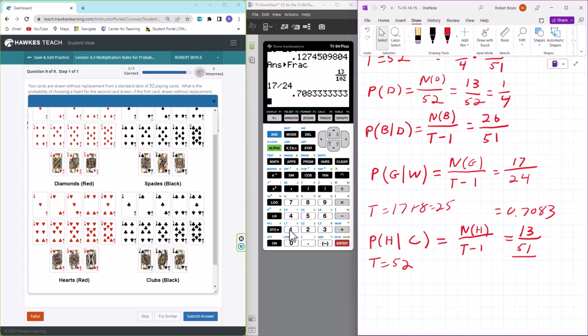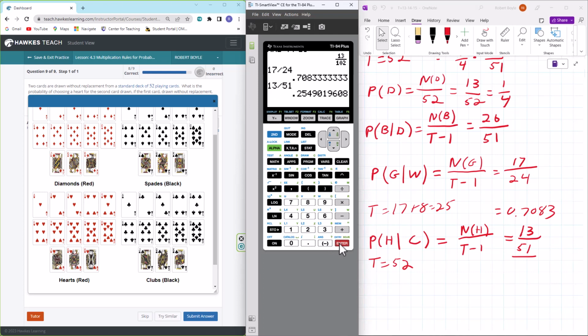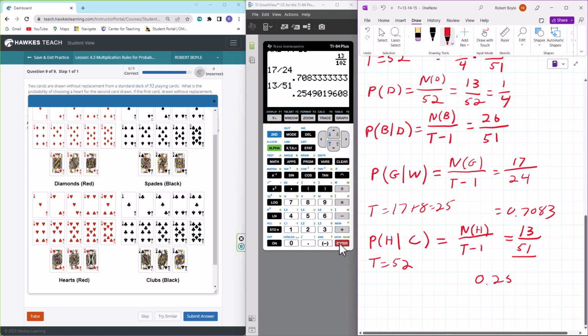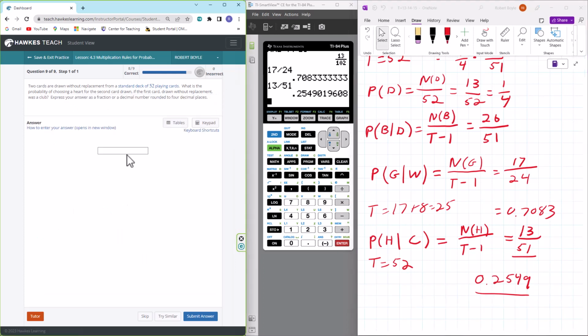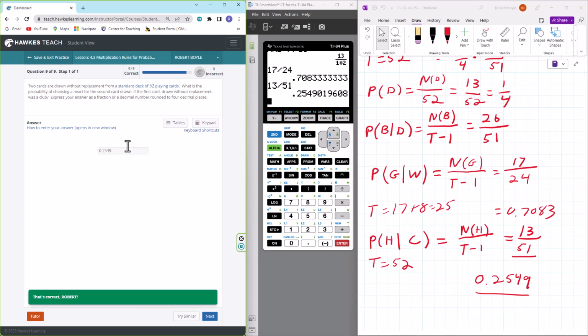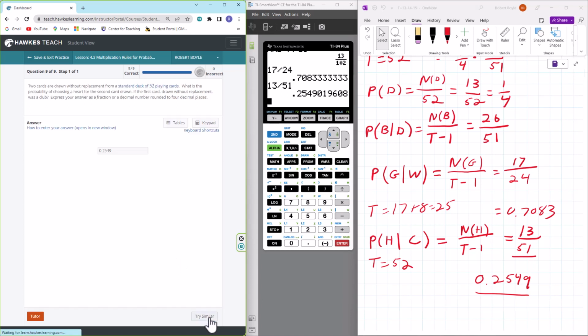As a decimal, that would be 13 divided by 51, which would be 0.2549. Fifth decimal place is a 0, so that's all we need. And let's go ahead and put this in as a decimal. 0.2549. And there you go. And that is how you do your homework.